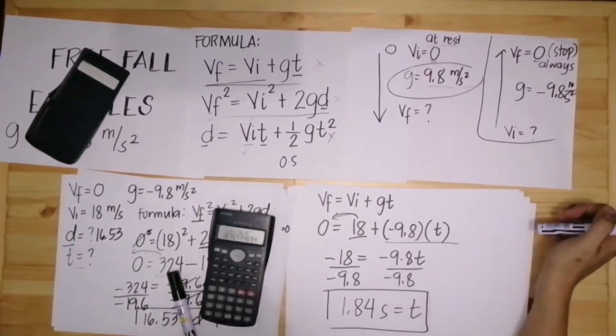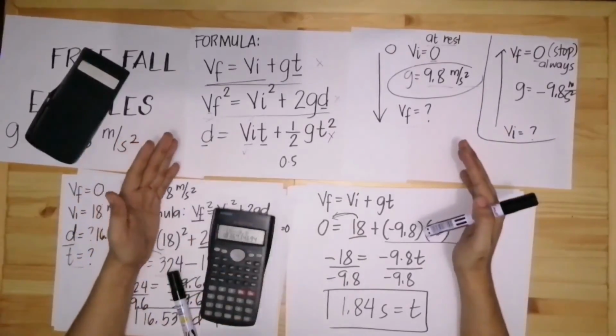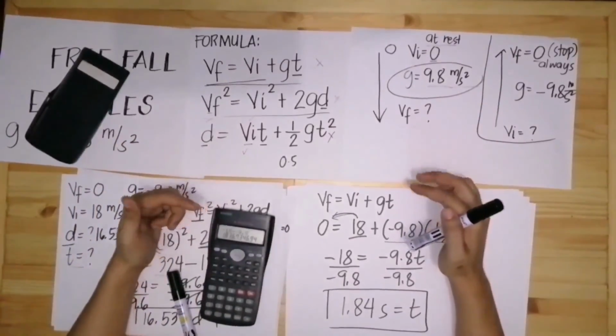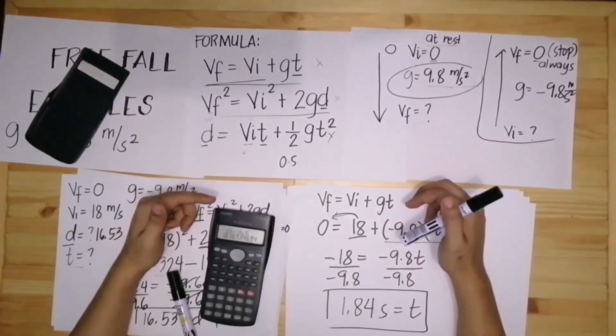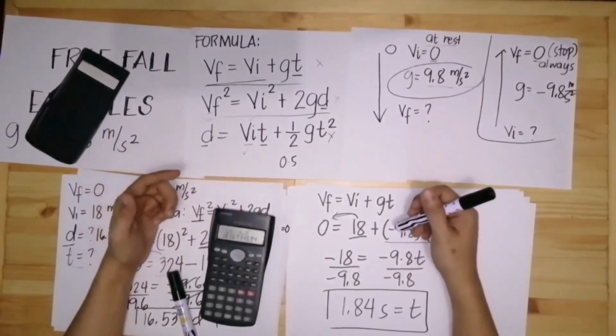So that's it. We're done with the computation of our third example, and we're also done discussing all the examples or sample problems involving free fall motion. I hope that you learned something from this video.